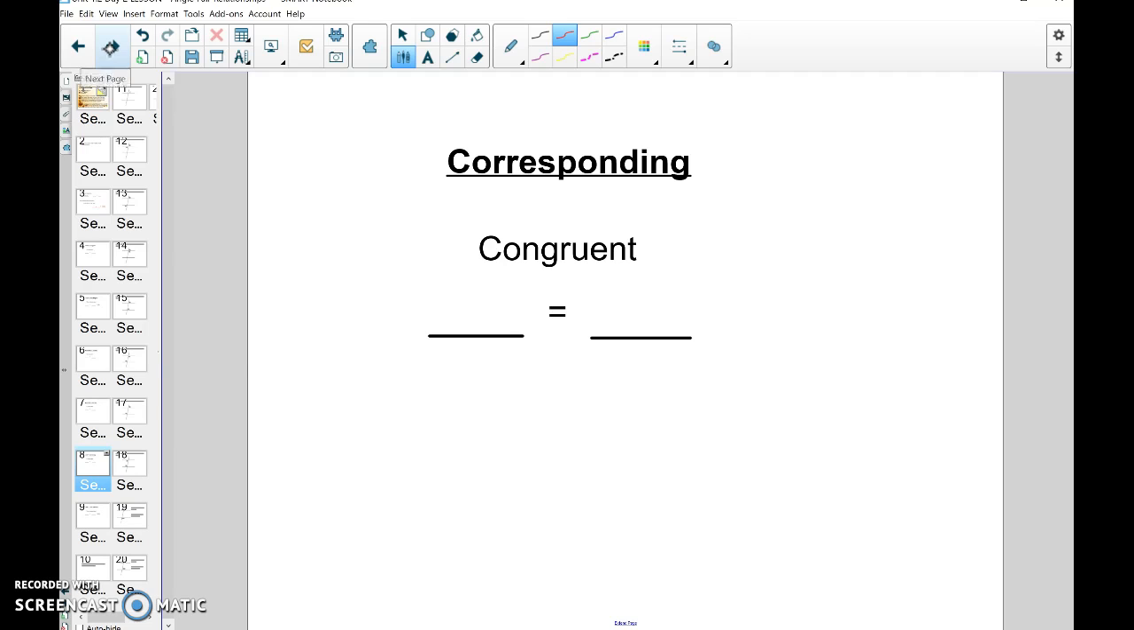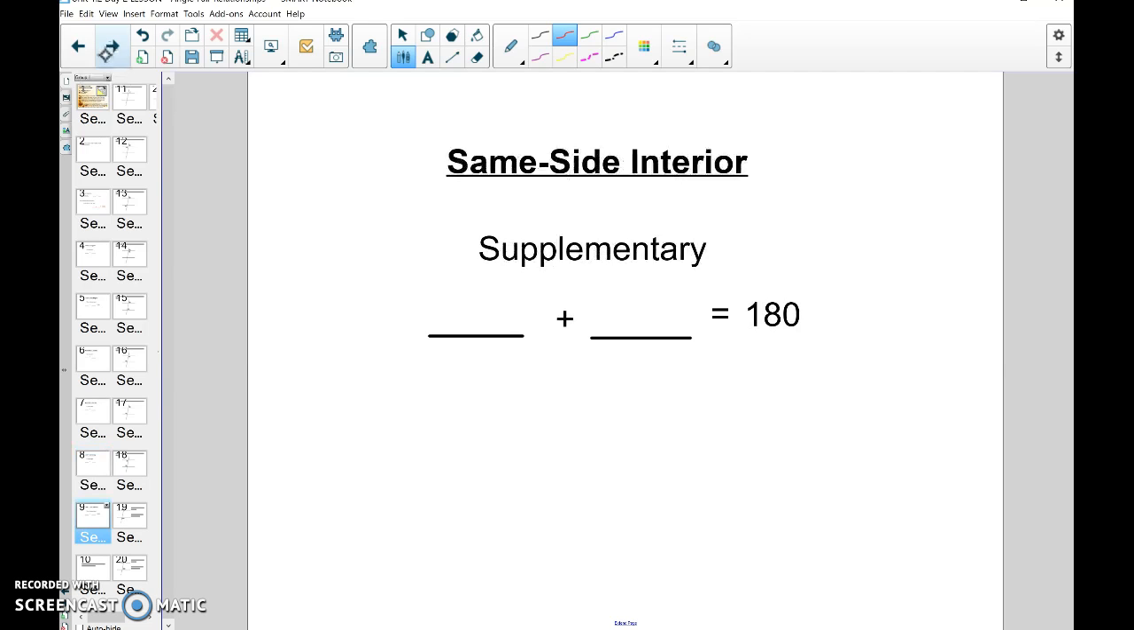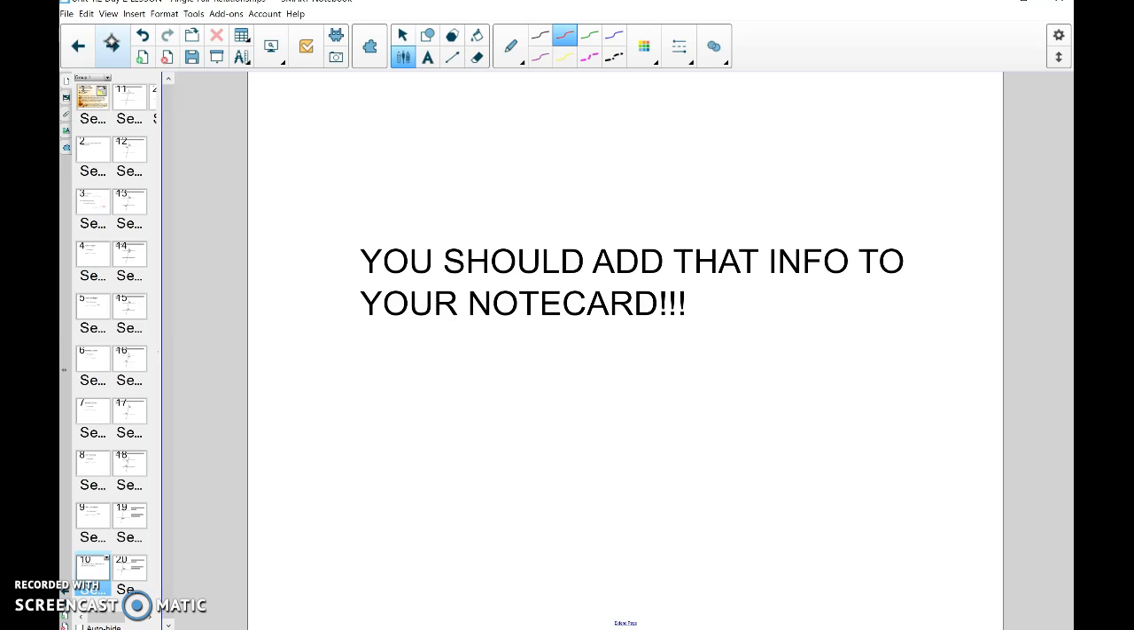And then the last one is the one that's different, same side interior angles. Those are supplementary. You can even see in the pictures that they don't really look like they're congruent like the rest of them. It's because they're supplementary. If one of them is 20, the other one would have to be 160 to make it equal 180. So these are going to be different numbers. Feel free to rewind if you need to get one of those rewritten down. I zoomed through that for time. And you should add that info to your note card as well.